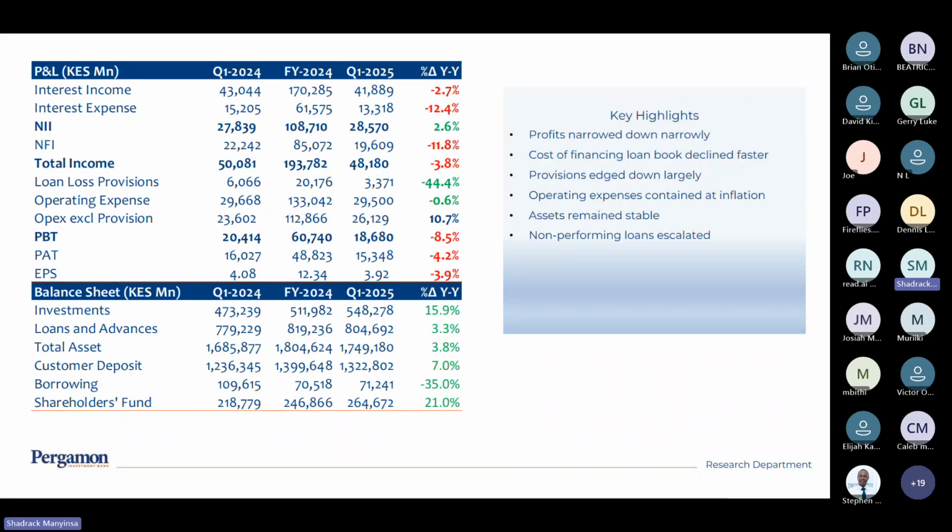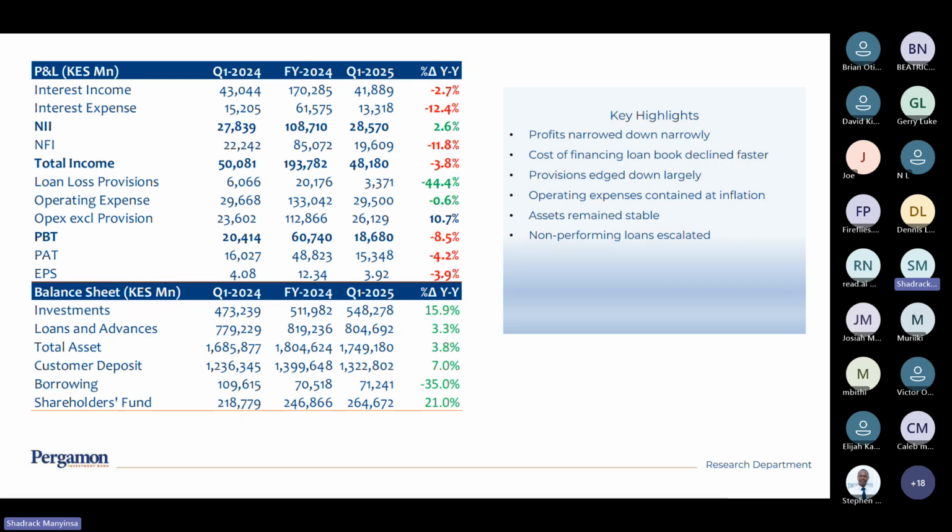Then cost of financing the loan book came down very fast, as we have seen on the interest expense. And then the provisions have largely come down. And when you look at the provisions, that will inform you on the cost of risk they take. That is how, in terms of the provisions you have to provide for, if you write off that loan book, then you have to look at the cost of risk that you have in your loan book. So provisions have largely come down, and non-performing loans have remained very high.